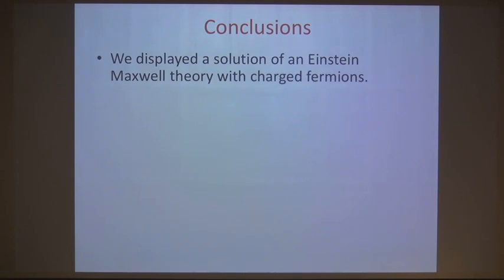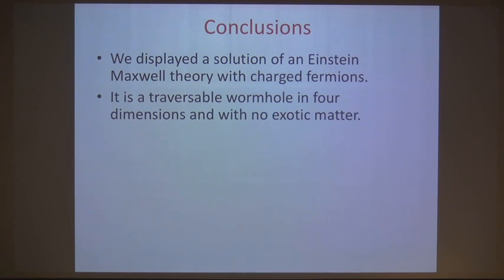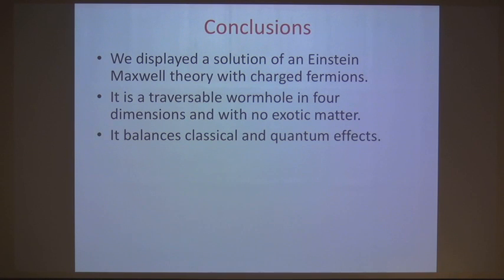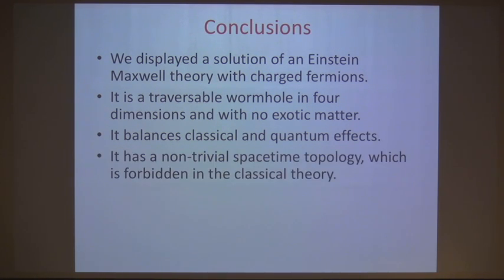So in conclusion, we display the solution of Einstein-Maxwell theory with charged fermions. It's a traversable wormhole in 4 dimensions with no exotic matter. In fact, it would even be the standard model matter. And it balances classical and quantum effects. It has a non-trivial space-time topology, which is forbidden in the classical theory. It's allowed in the quantum theory.